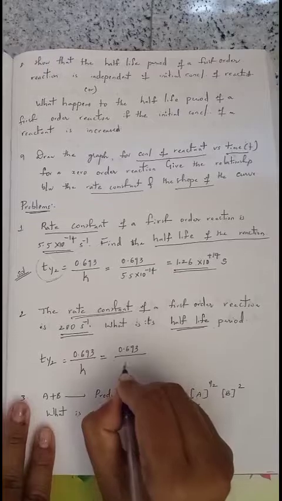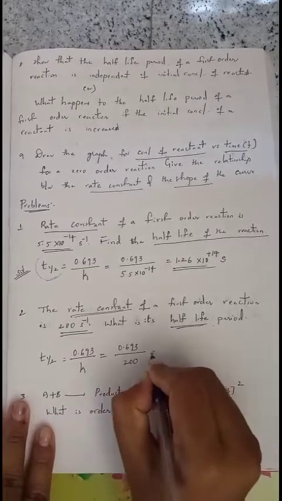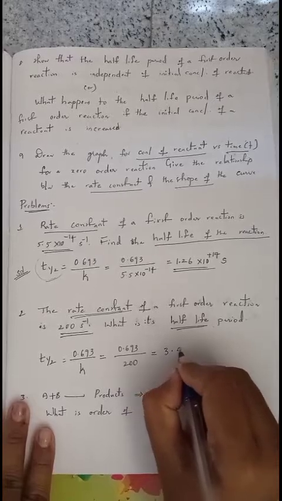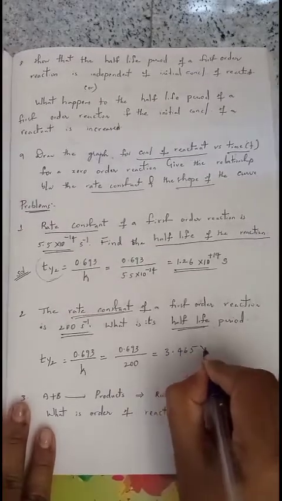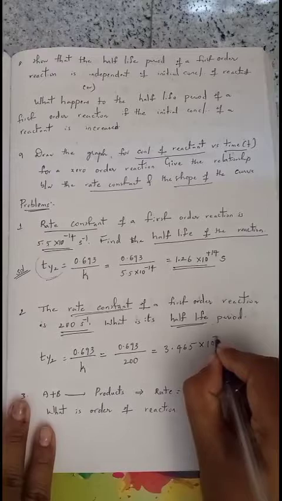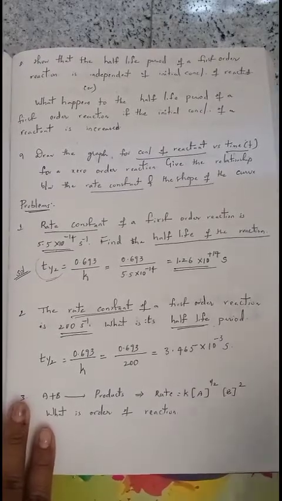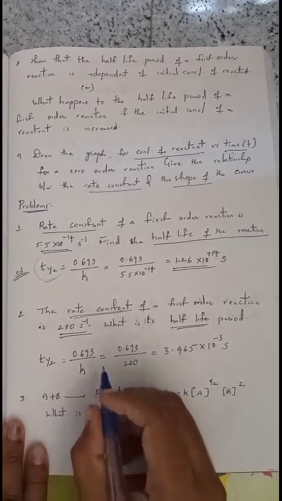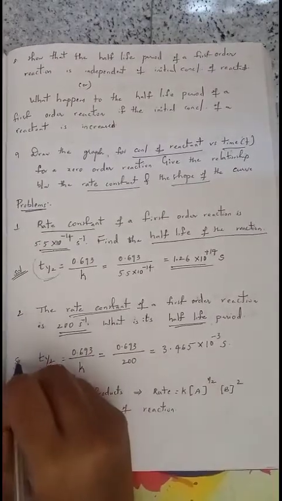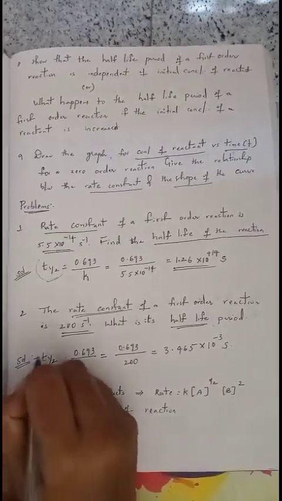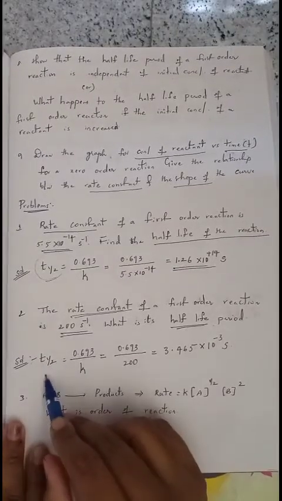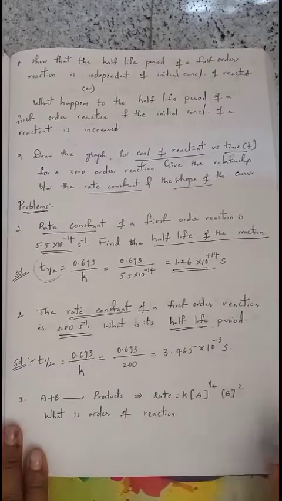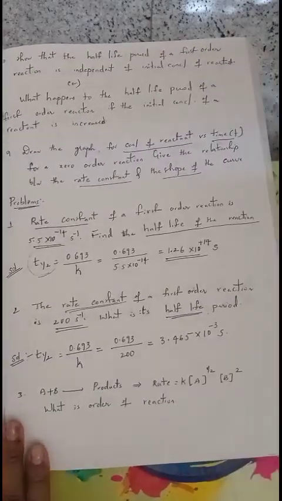0.693 divided by 200. The value after division is 3.465 × 10^-3 seconds. So that is the t half of the first order reaction with rate constant 200. So if the rate constant is given, based on the rate constant you can easily find t half for either a zero order reaction or a first order reaction. Now we'll see the next one.